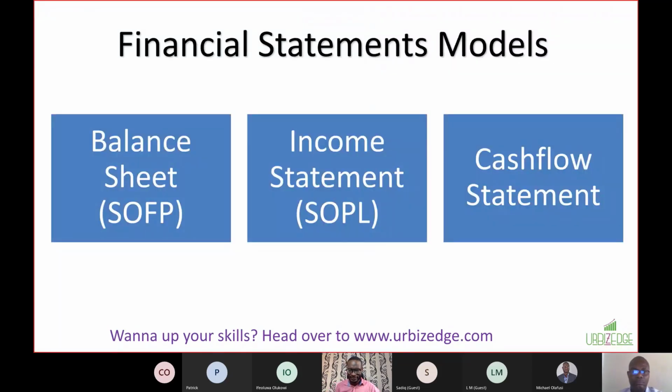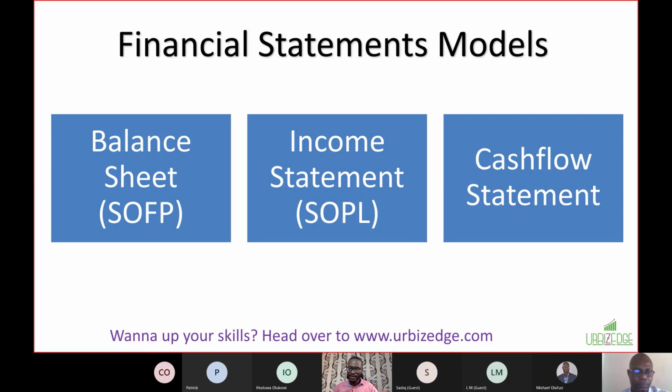Okay, so let's start with the financial statement model. The financial statement models are the typical balance sheet, income statement, and cash flow statement. We typically do the financial statement model whenever we are trying to model a company as a whole, an organization. So you find out that you're modeling the entire organization: the balance sheet, the income statement, and the cash flow.